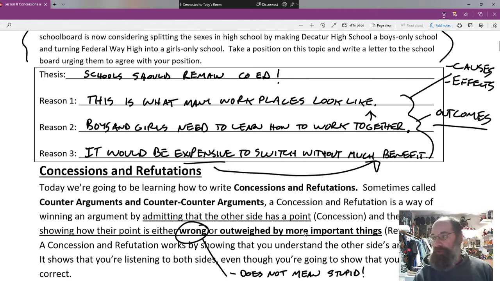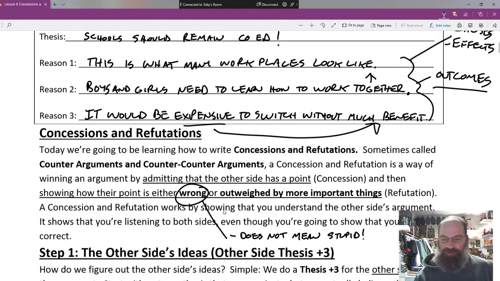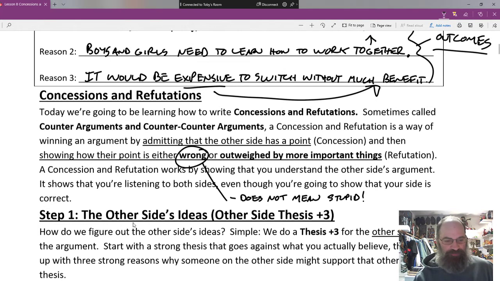Wrong could just mean they don't have the right information. This is so important, especially now, and it's important in any paper, that your refutation, your concession is not, well, you have a point, but you're stupid. That's not a very good refutation.